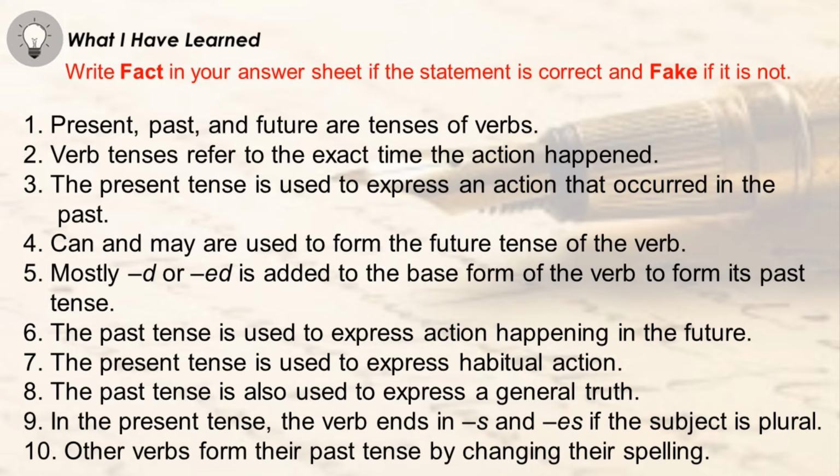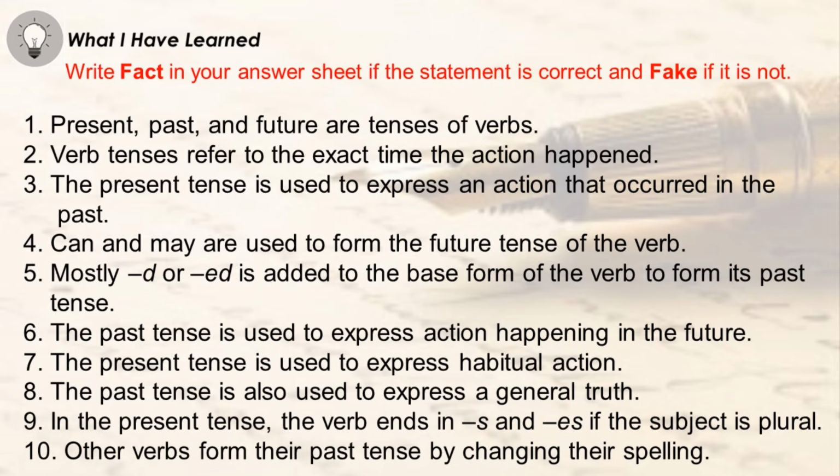5. Mostly d or ed is added to the base form of the verb to form its past tense. 6. The past tense is used to express action happening in the future. 7. The present tense is used to express habitual action. 8. The past tense is also used to express a general truth.